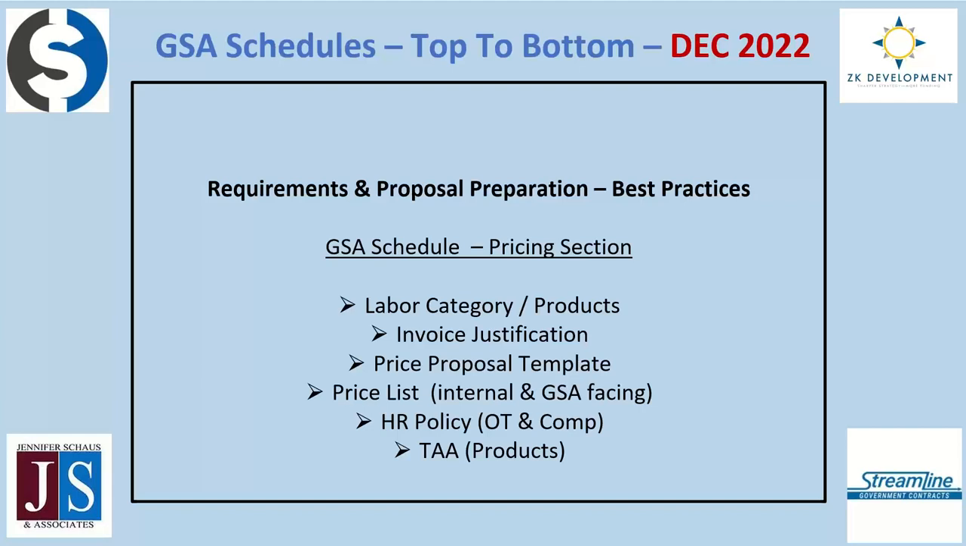The price proposal template is a GSA template that you'll need to use. It's got about maybe 10 to 15, probably more like 15 columns that you will populate, listing all of the items, services, or software that you're proposing to GSA, along with commercial pricing, your most favored customer pricing, your proposed rates to GSA, and more. You also have your internal and your outward-facing GSA price list. If you're selling professional services, you'll need your HR policy, and basically what they're looking for there is how you compensate your employees and your overtime policy.